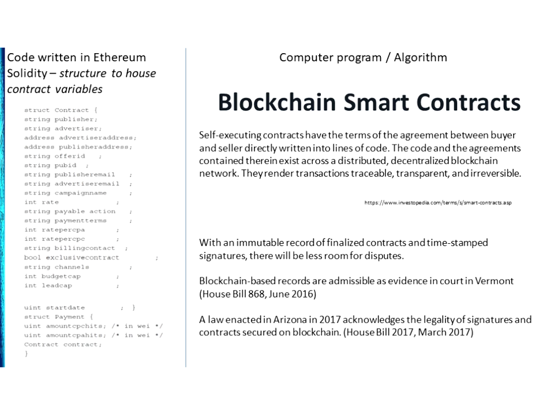regulations. In Vermont, there was a House bill approved in June 2016 that states that blockchain-based records are admissible as evidence in court. And there was a law enacted in 2017 in Arizona that acknowledges the legality of signatures in contracts that are secured on blockchains. So those are all digital. It's not someone signing it. It's a digital version, an agreement, all through code that you see at the left.